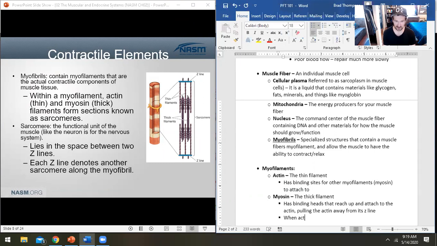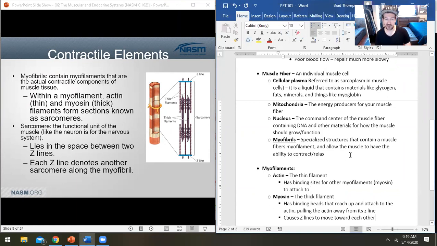When actin causes Z lines to move toward each other. There we go. So when myosin contracts in this direction and myosin contracts in this direction, your two Z lines are going to travel closer together.